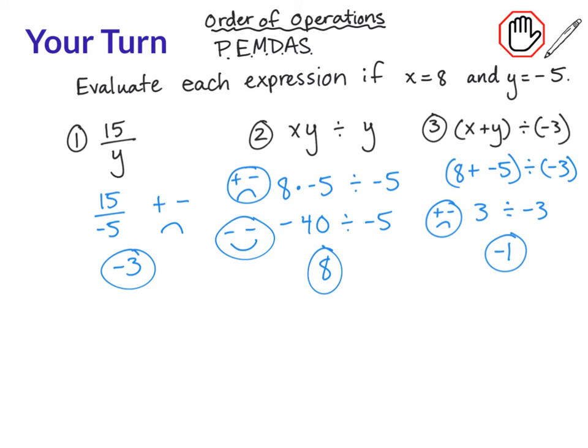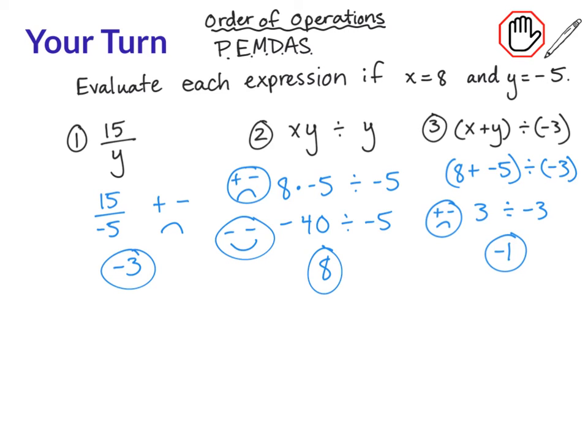Here are the answers. 15 divided by -5 is -3. A positive divided by a negative is what makes it negative. 8 times -5 divided by -5. 8 times -5 is -40. -40 divided by -5 is +8.